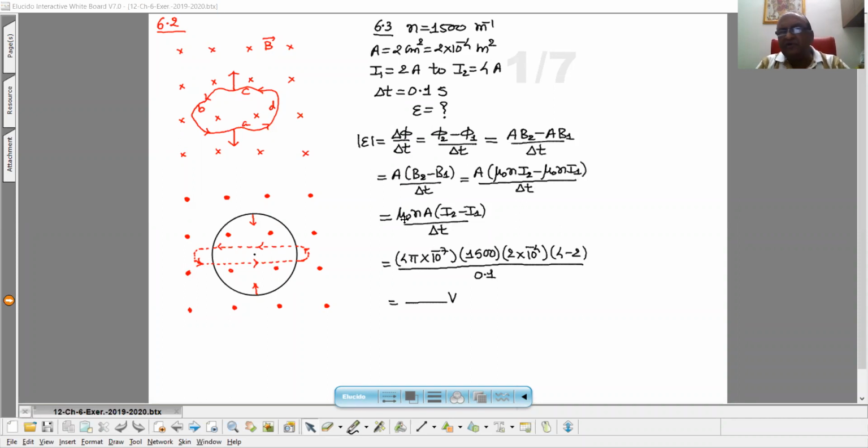Now substitute the values, mu 0 is 4 pi into 10 raised to minus 7, n is 1500, area is 2 into 10 raised to minus 4, I2 minus I1 is 4 minus 2, upon delta T 0.1, you will get the answer. Clear to all of you?